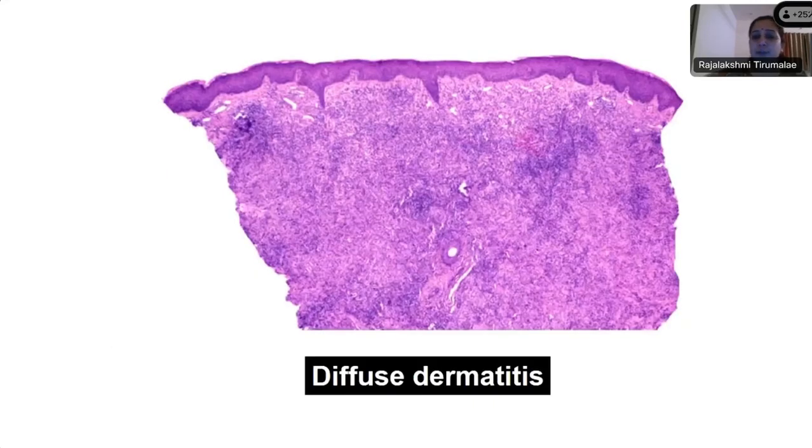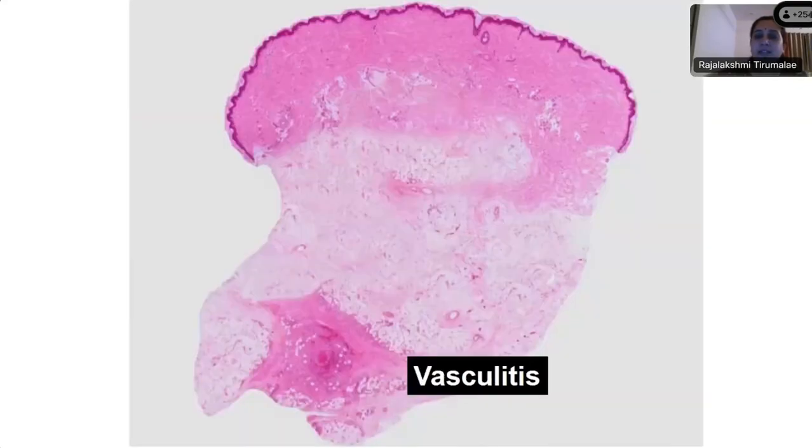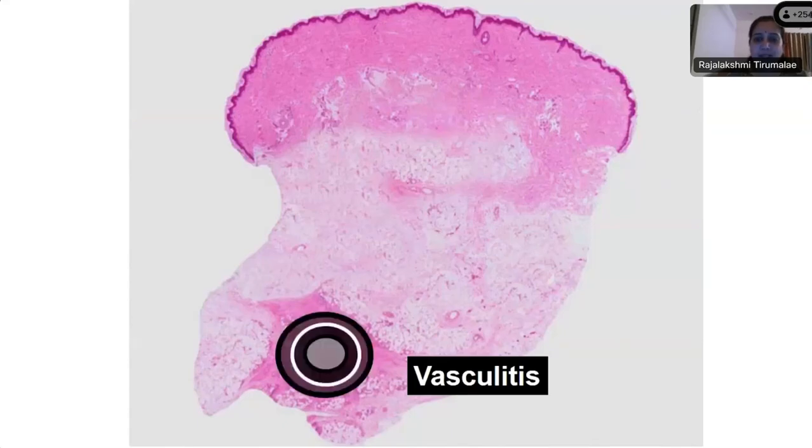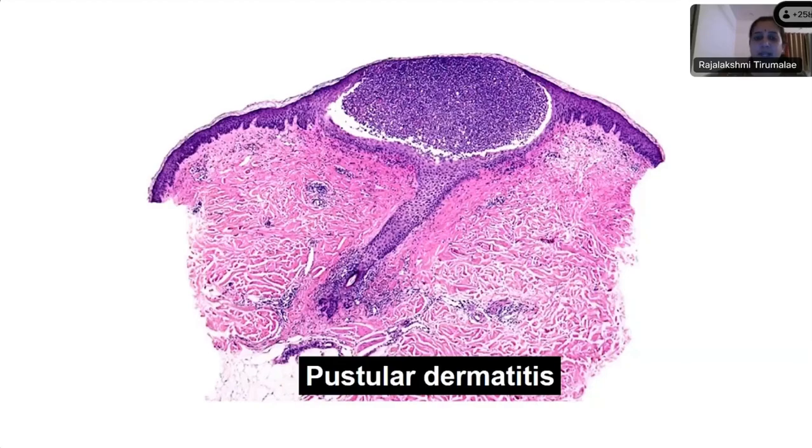Coming to diffuse dermatitis, this is nothing but a coalescence of nodules. So you don't have space in between. So the entire dermis is involved by the infiltrate. Then comes the vasculitis. You have 2 patterns in vasculitis. You have a small vessel and a medium vessel vasculitis, which are different. Then you have the vesicular dermatitis or the blistering diseases or the bullous diseases. Then you have the pustular dermatitis, which is nothing but you have vesiculation that are filled with pus or neutrophils.